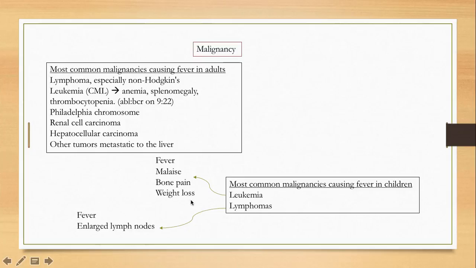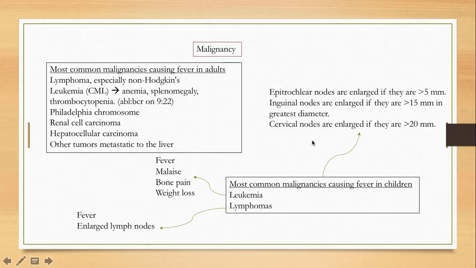With lymphomas, they not only have fever and malaise and all these symptoms, but also there is enlargement of lymph nodes. So obviously this means that we should look for lymph nodes when we're doing the physical exam. So that's how it becomes very important. Here are some common lymph nodes that can be enlarged, and when they are in the absence of infection, should raise a suspicion for malignancy.